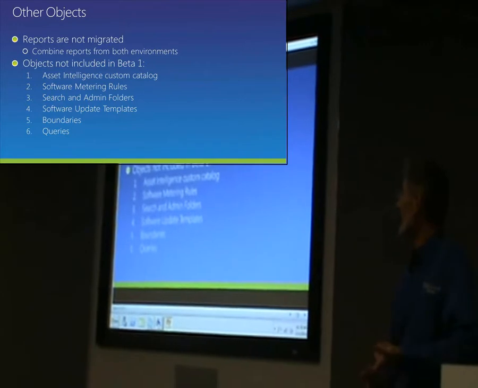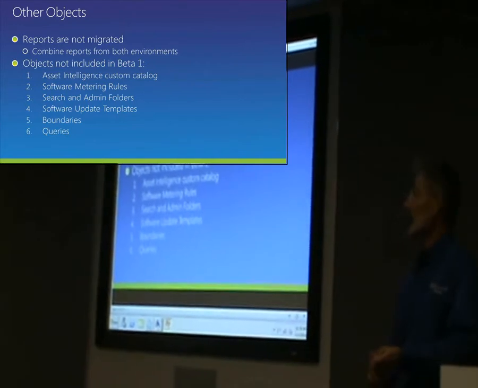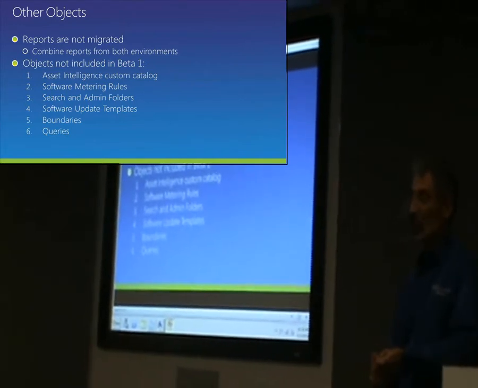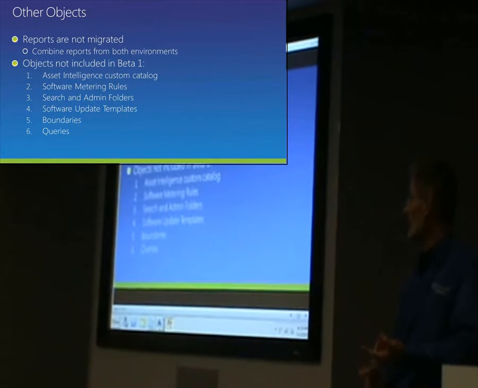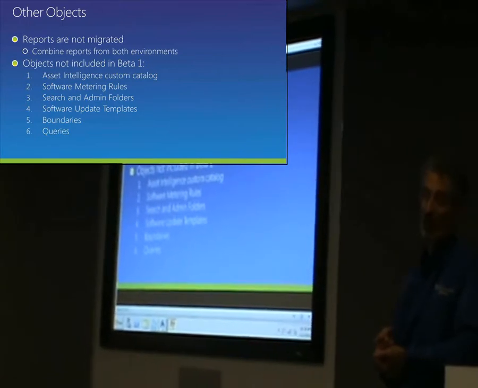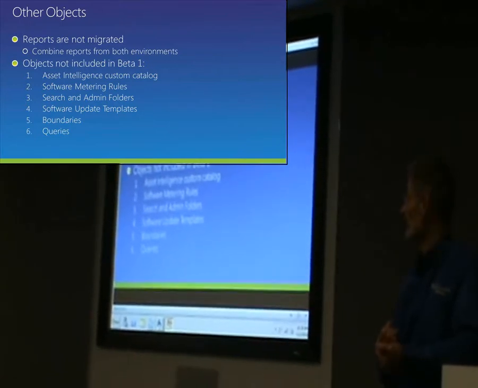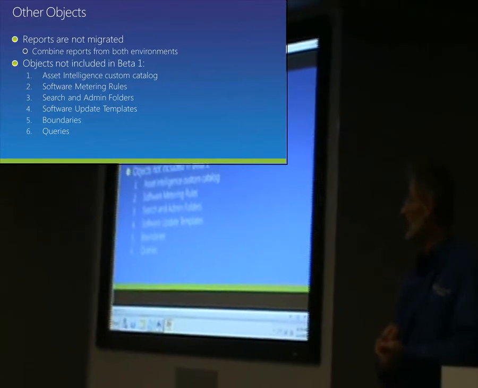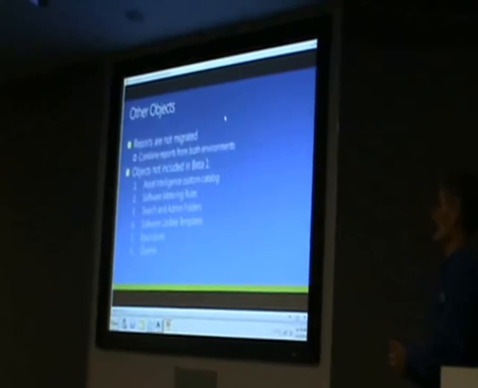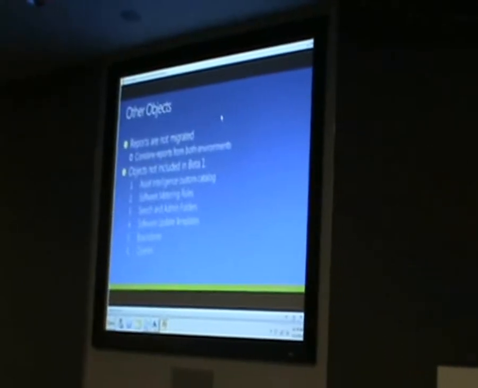Beta 1, we're not migrating over customizations to Asset Intelligence Catalog. We're looking at that for beta 2. Software metered rules. Search and admin folders, there's not a lot in beta 1. They'll be fully implemented in beta 2. Search and admin folders, so much better for you. We'll migrate those over in beta 2. Software update templates we're looking at. Boundaries we don't do in beta 1, we definitely will do in beta 2. And I'm not sure we're going to do queries at all in beta 2 either.